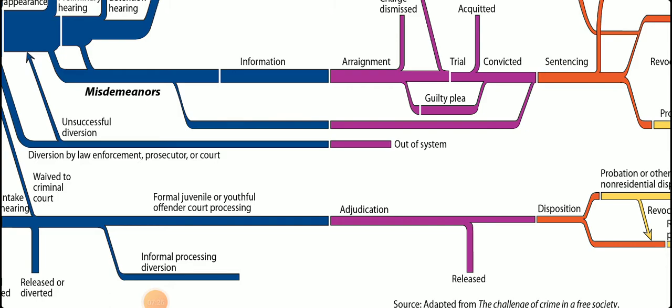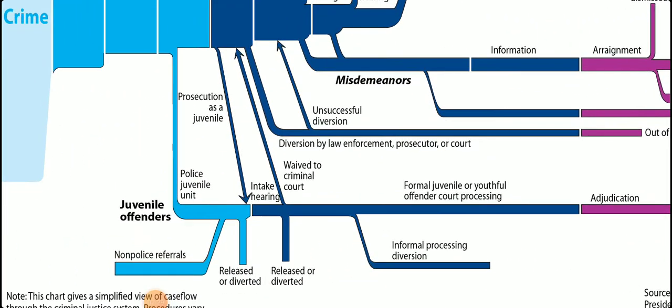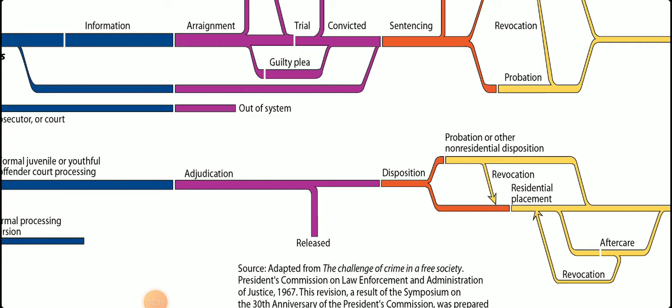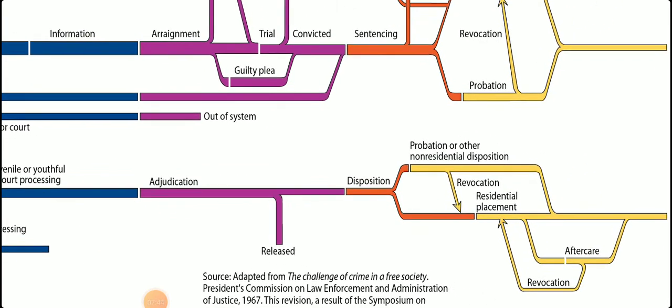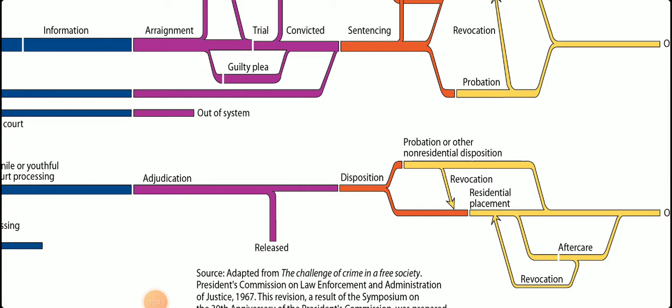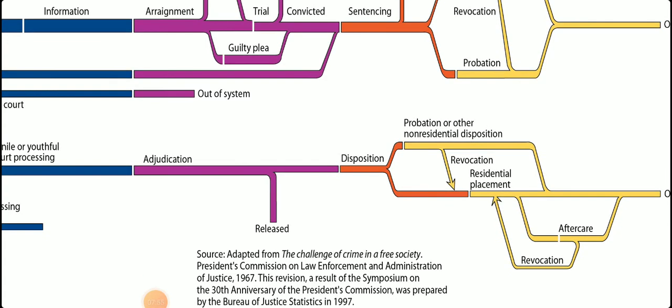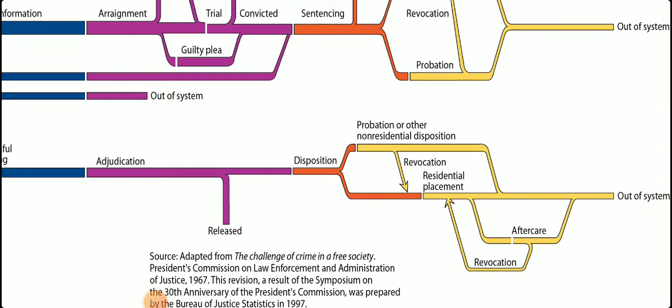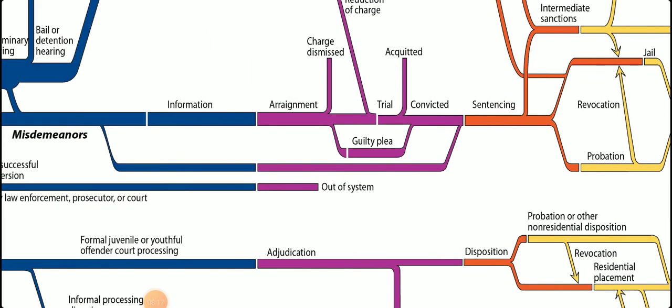What is adjudication? A judicial decision or sentence, here for juvenile offenders. Either released or disposition: disposition on probation or other non-residential disposition, or revocation. What is revocation? To call back. After checking in probation, he is called back to residential placement, then aftercare, turning deviant behavior into normal behavior and out of the system. If not, again revocation, then out of the system after rehabilitation.